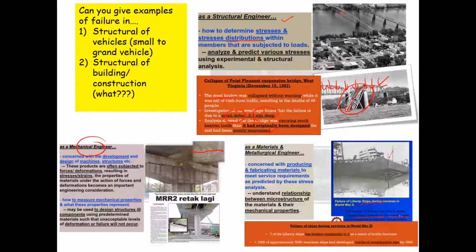The crack initiated in the welded area, and then we, as materials and metallurgical engineers, are concerned with producing and fabricating materials to meet service requirements as predicted by this stress analysis. So understand the relation between microstructure and the materials and their mechanical properties, because this failure happened, and one of the factors is the temperature. It's related to the microstructure itself. So we as material engineers need to know and understand this relationship.